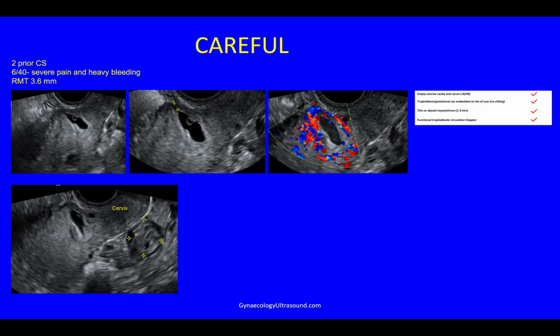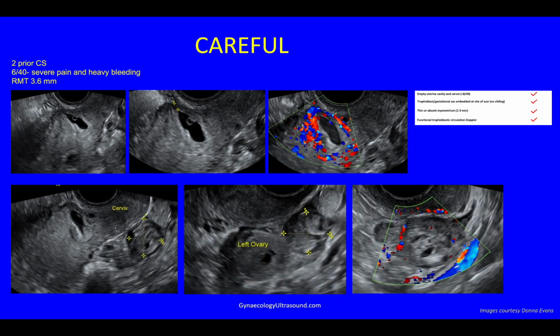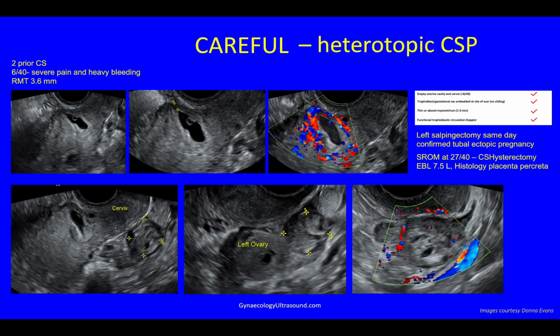The sonographer could see something behind the cervix, and it was separate from the left ovary. This was in fact a tubal ectopic, so that was removed the same day, and then the patient went to 27 weeks when she had spontaneous rupture of the membranes and ended up with a Caesarean hysterectomy with heavy bleeding. The histology showed Placenta Accreta. So this was a heterotopic scar pregnancy, a scar pregnancy and an ectopic pregnancy.